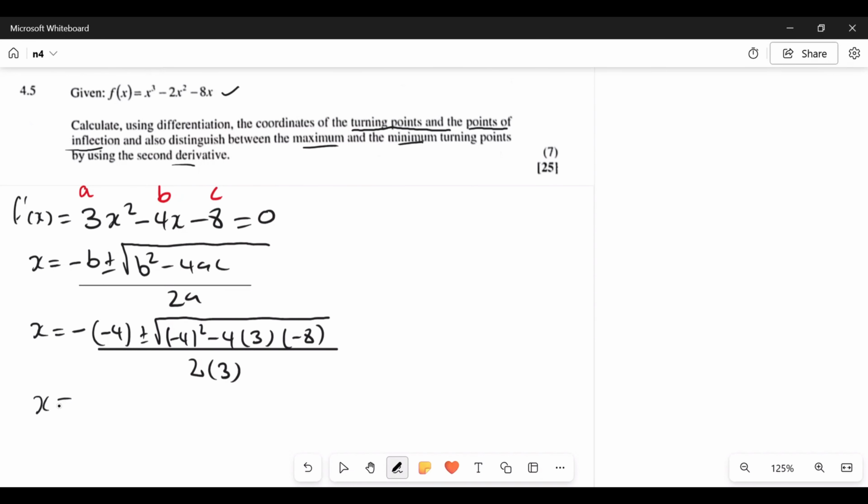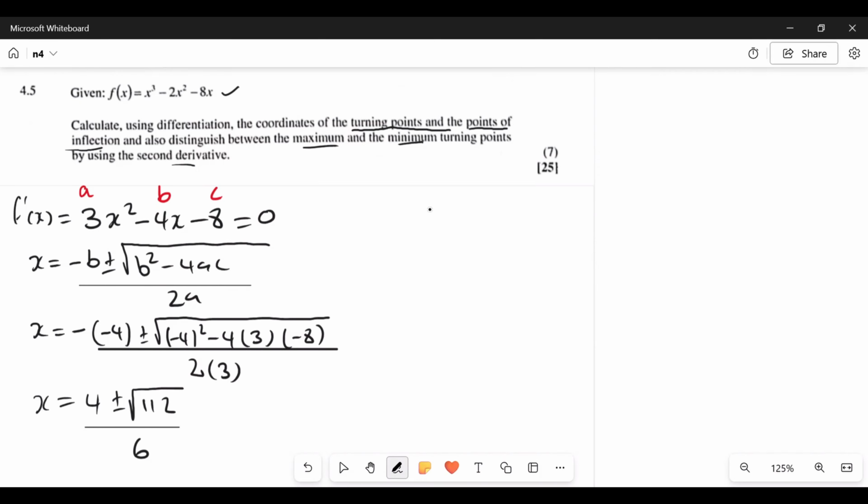Let's start with the first one here, negative and negative. This one is going to give us 4 plus or minus. So let's write our root here. What we have inside the root there is going to be 112 divided by 6. So let's write 6 here.